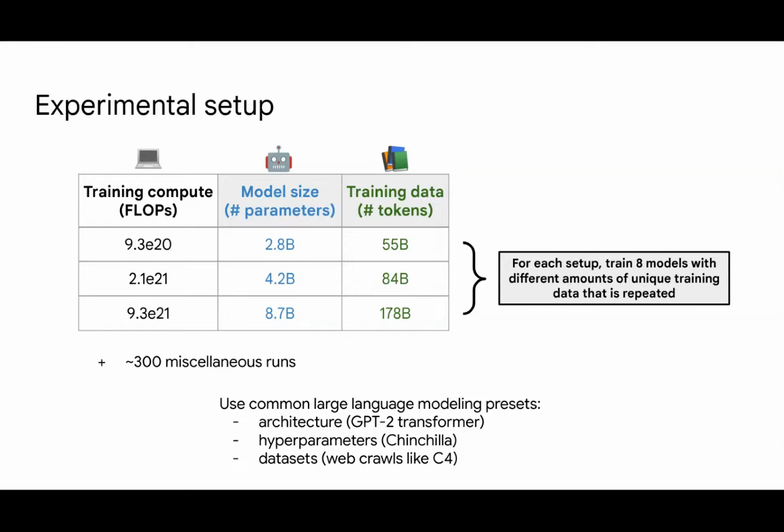Our approach will be empirical. For this project, we had access to a large supercomputer cluster and were able to run about 300 experiments utilizing moderately sized large models. Throughout, we will consider three models, one using 2.8 billion parameters, one using 4.2 billion parameters, and one using 8.7 billion parameters. For each of these, we also have access to a compute optimal amount of unique data tokens. All models were trained with GPT-2 style transformers using hyperparameters from the Chinchilla paper.